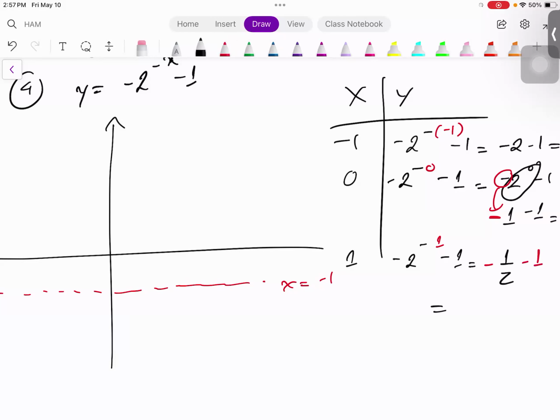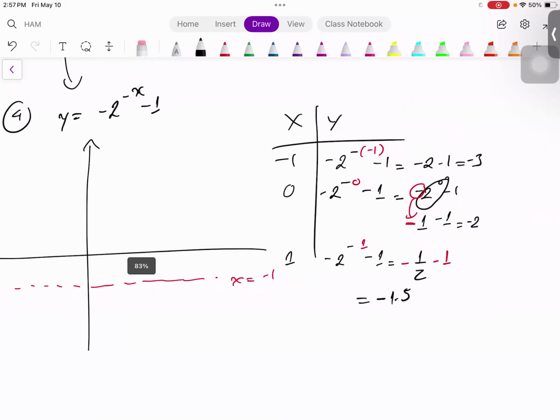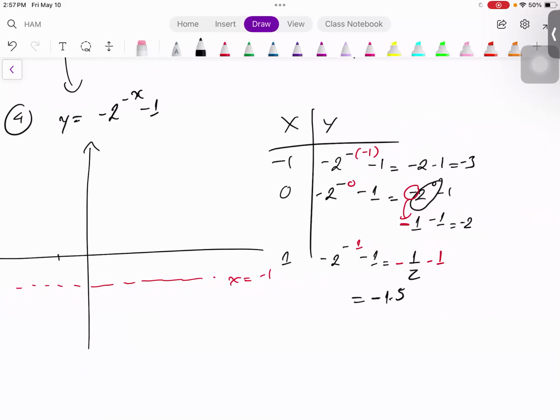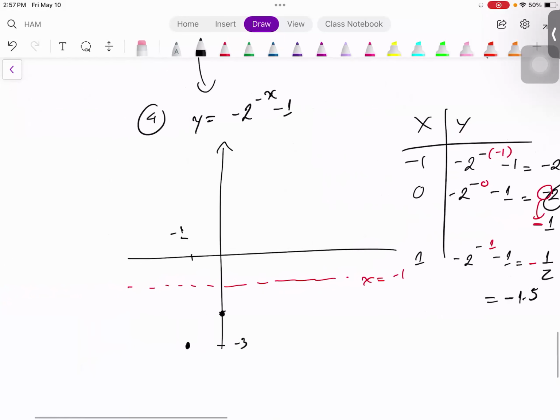What is negative 1/2 minus 1? Negative 1.5, right? So same sign, you're going to add them together, and you keep the same sign as well. So negative 1.5. That's it. You can plug it in. So -1 and -3. This one is -1, so -2, -3. So right here, 0, -2, right here. And 1, -1.5. So 1 right here, 1.5 around right here. Okay. So this is the correct graph.